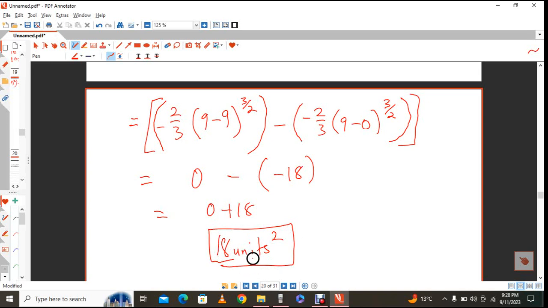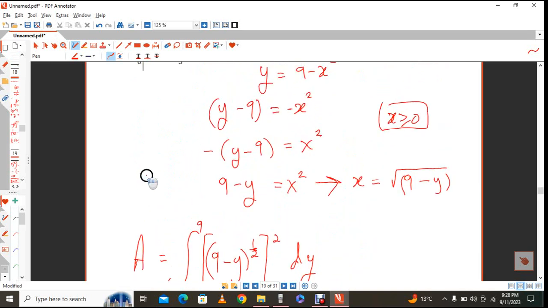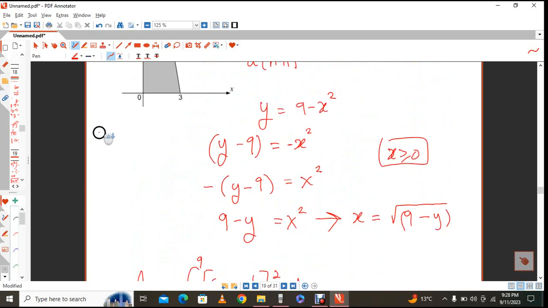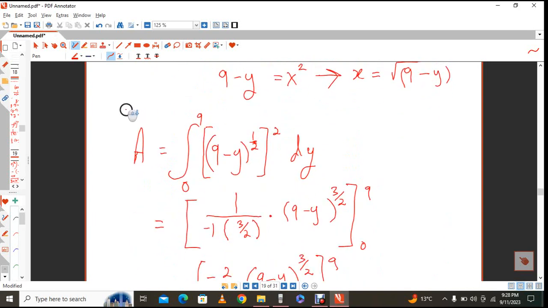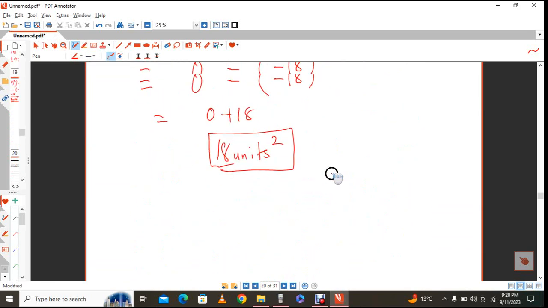Okay, so I think you can agree with me that this is rather a very long process. But of course, I will need this in order to do the second part of the question, which involves me doing some volume of revolution. Okay, because I already made x the subject of the formula. So let's then get to that part of the question.